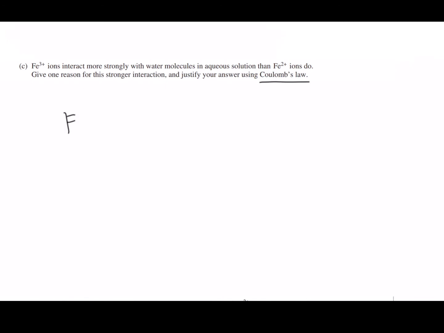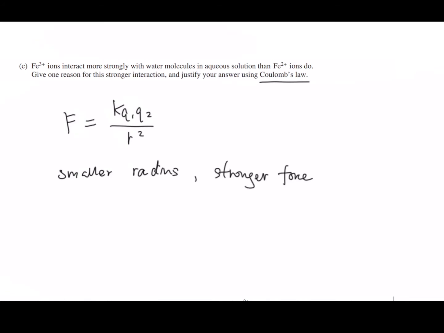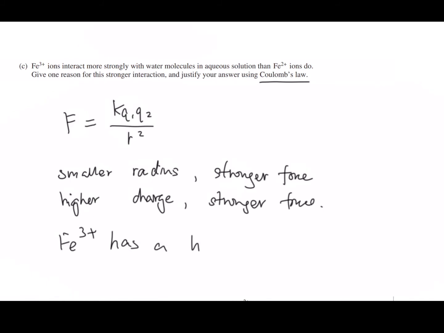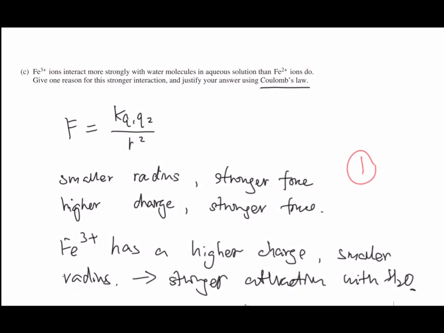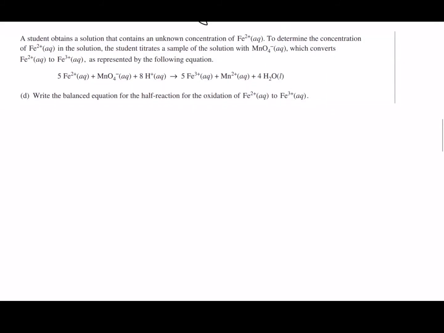Coulomb's law is written on the screen. As you can see, if we have a smaller radius, we will have a stronger force. And if we have a larger charge, we will also have a stronger force. So the Fe+3 ion has a higher charge and also a smaller radius, so it has a stronger attraction with H2O. And you will receive 1 point for the correct explanation.